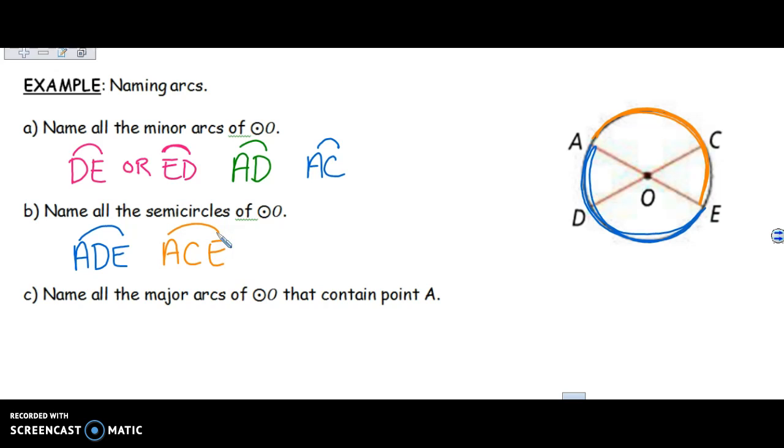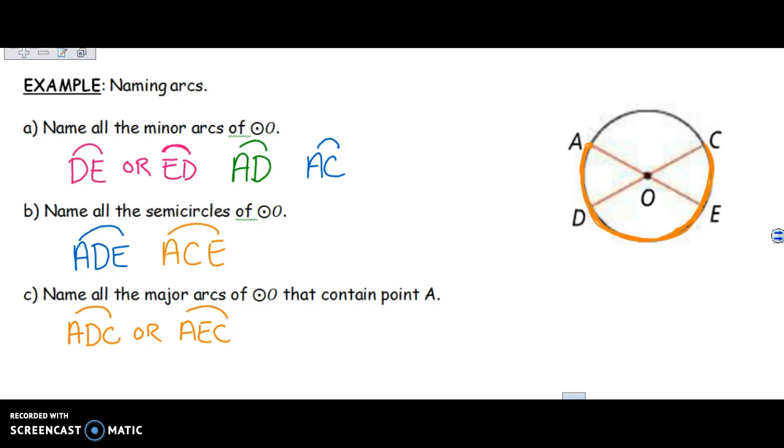Okay, so then to name the major arcs, we'll just name a couple of them here. Major arcs have to be bigger than a semicircle. So if I start at A and I go around to E, that's only a semicircle. So if I go to C, that would be called a major arc. So this orange piece would be considered a major arc. Now there's a couple ways that you could name that. You could call it ADC, or you could call it AEC. And either way, they mean the same thing.